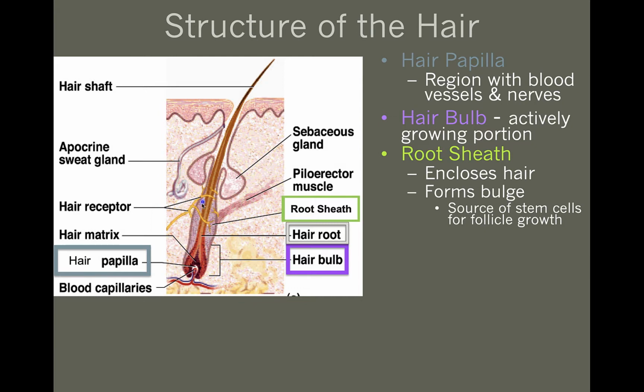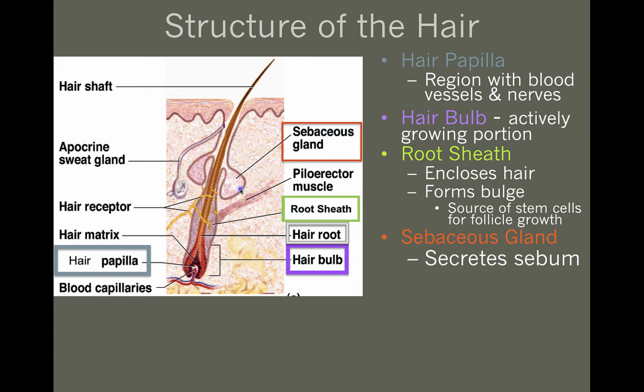So we can see that sheath coming down, has a little bit of a bulge, and we see that this is where some stem cells are located. That's going to help with that follicle growth. We also see hair receptors or little nerves around the hairs that are going to send sensory information back to our brain so that we know that something is moving our hair.